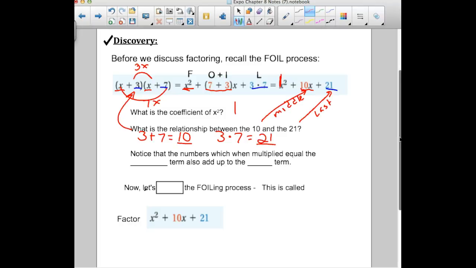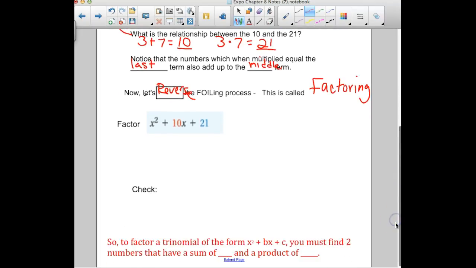All right, so in your statement here, notice the numbers which when multiplied equal the last term, and they also add up to the middle term. All right, so we are going to just reverse the foiling process. This is called factoring. All right, so our first example we said was x squared plus 10x plus 21. So we start out with our x squared, and we say, what two things can I multiply together to get x squared? And that would be an x times an x.